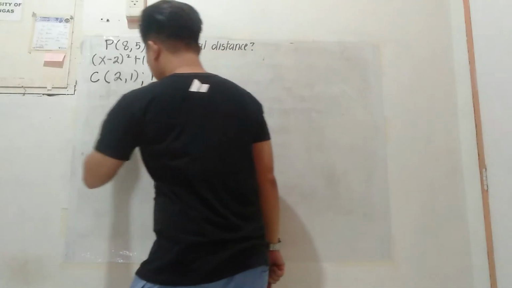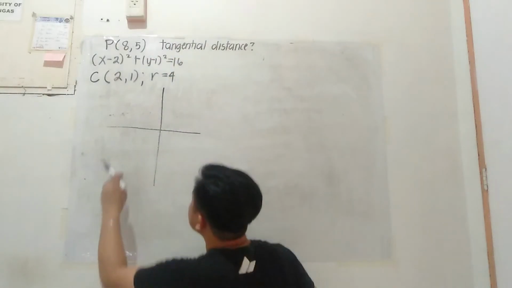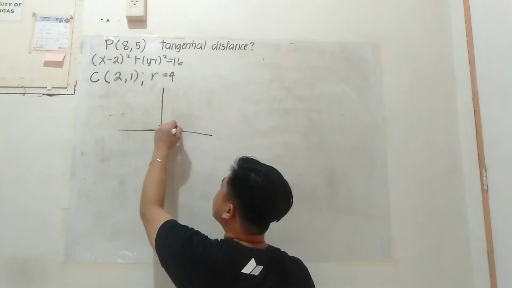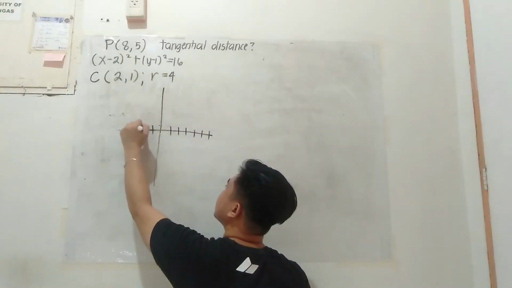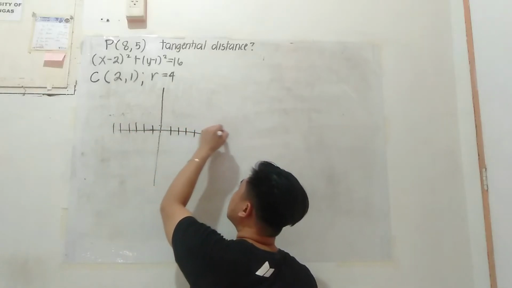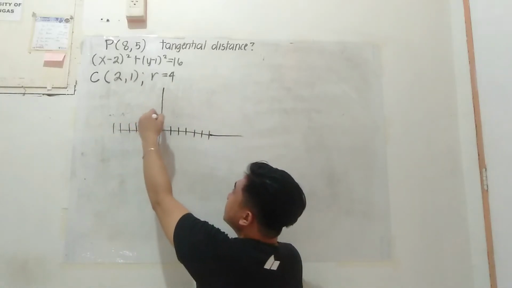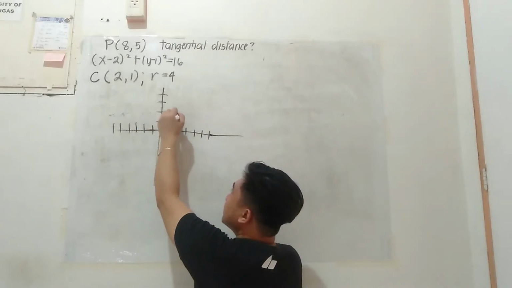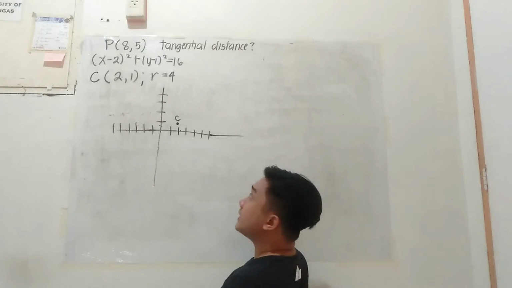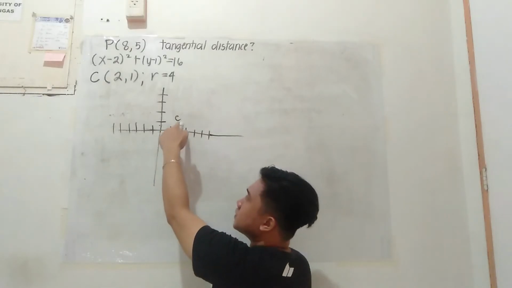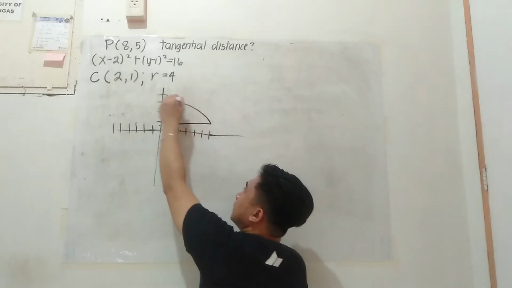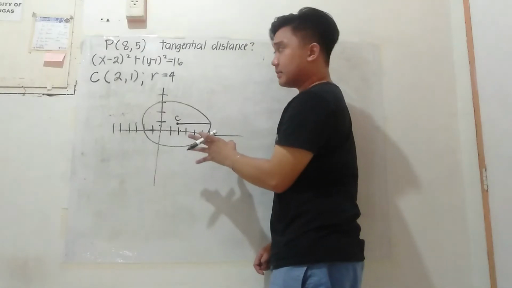And then, i-drawing po natin. So, 1, 2, 3, 4, 5, 6. 1, 2, 3, 4, 5, 6. Okay? Nasaan ang center? Nasa (2, 1). So, 1, 2, 1. Ito yung center natin. Okay? And then yung radius daw natin ay 4. So, mula sa center, 1, 2, 3, 4. Okay? So, yan na po yung circle natin. Bilog na bilog, di ba?